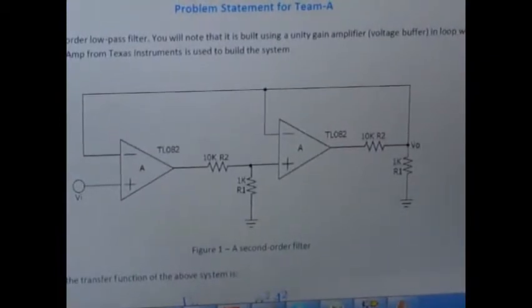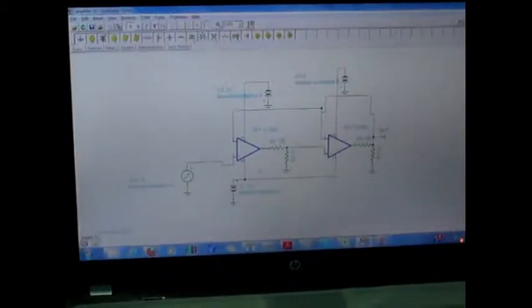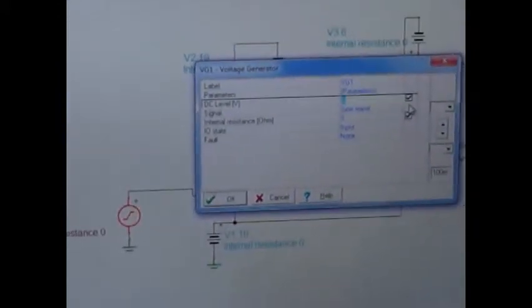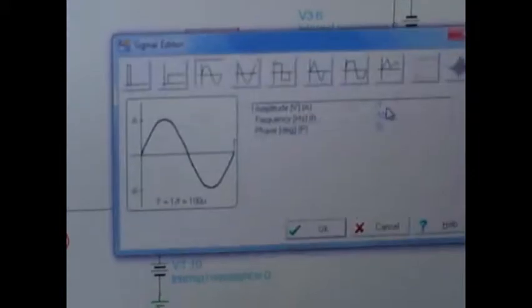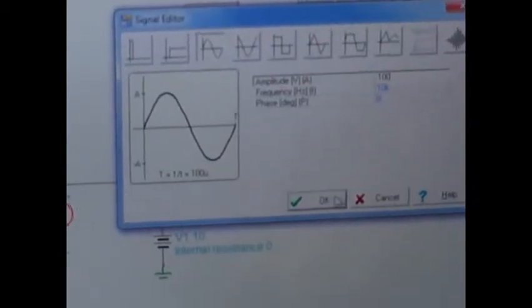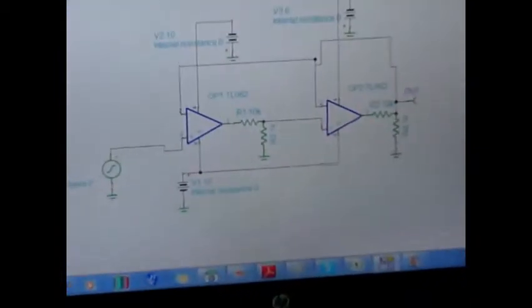So we have just implemented this circuit in TINA software, where the power supplies are in dual mode, that is plus or minus 10 volts, and here the input is a sine wave of amplitude 100 millivolts, probably. Yeah, its amplitude is 1 volt, and we have these resistors R1 and R2, 10k and 1k, connected as per the circuit diagram, and we now just simulate the circuit.